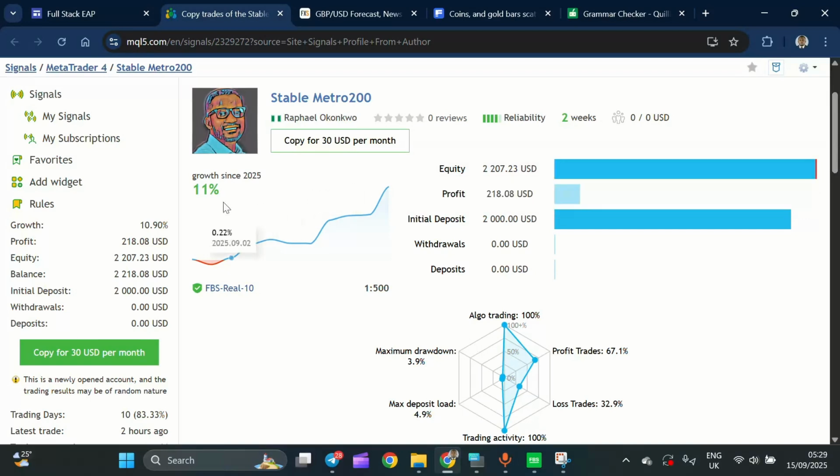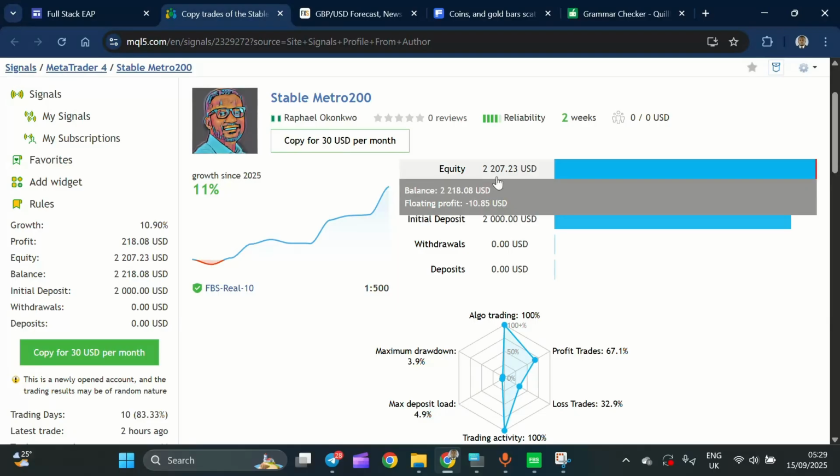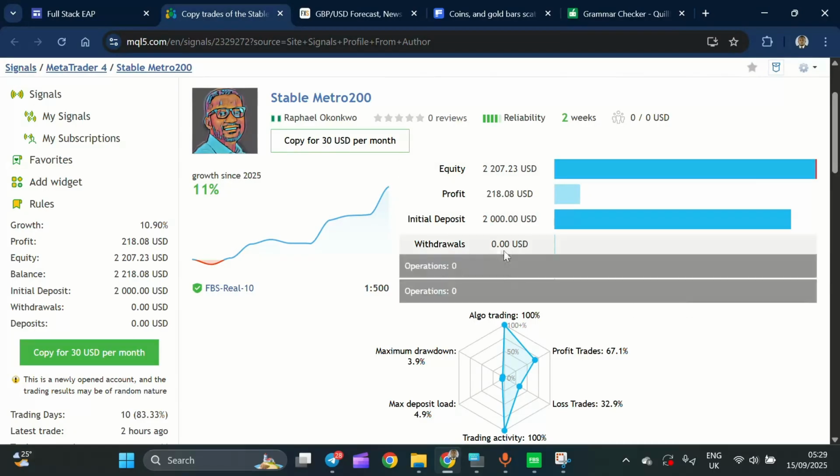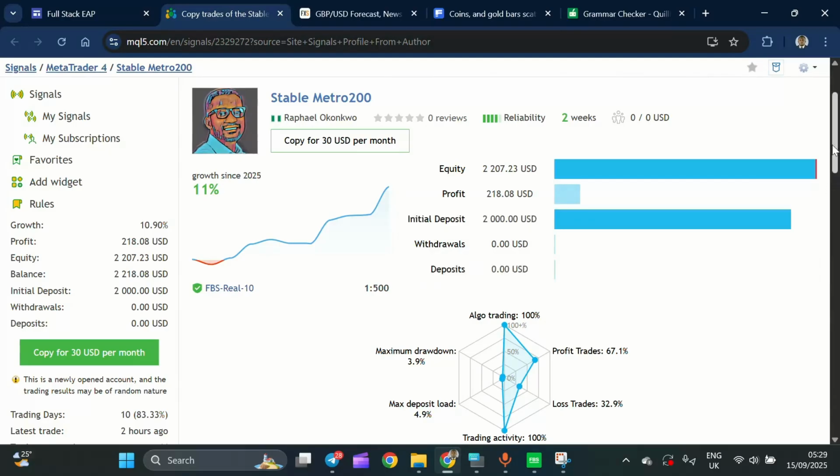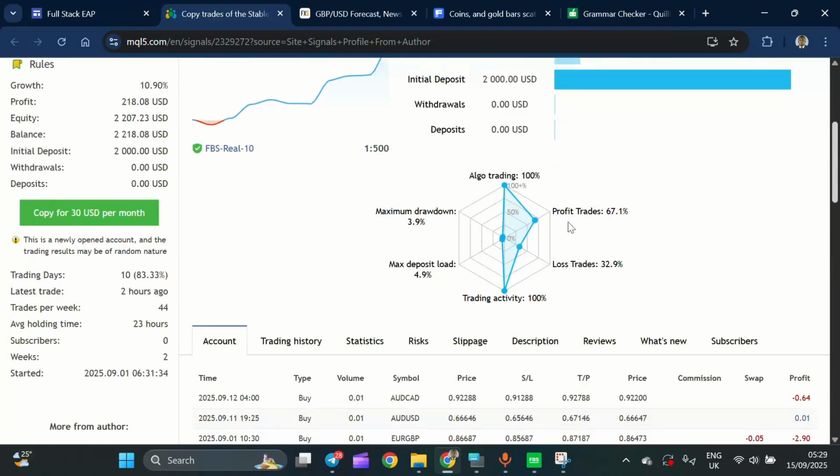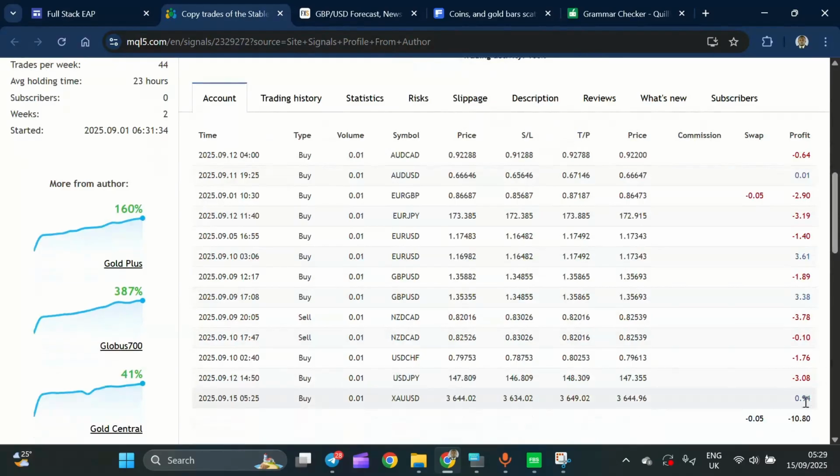Right, so right now we've already made 11%. Looking at this, we have an equity of 207 because of the trailing trades going on. This is profit. Everything is actually transparent. You're seeing a profit compared to, this is history right now, right? See 7.1%, loss is 32%. So this is the signal. Then the maximum drawdown is 3.9. Looking at this now, you are also going to see the current trades that are on. You are seeing AUD Canadian, the gold spot, the USD JPY, so different currencies.